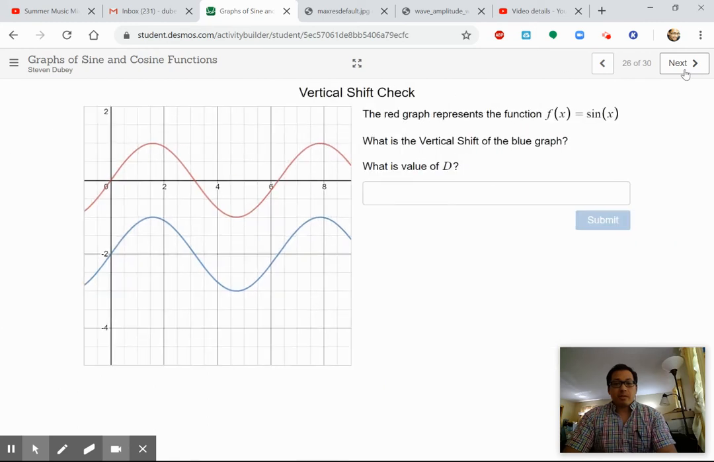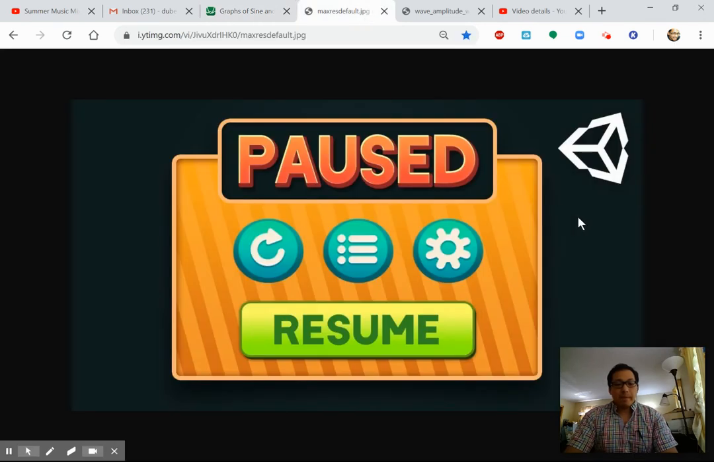Here's a vertical shift check. In red, we've got the sine function. And then in blue, we've got another sine function, but it's been shifted vertically. So what is the value of d? What is the vertical shift? Or what is the function? We're kind of taking this in steps. Go ahead and see if you can figure that out.